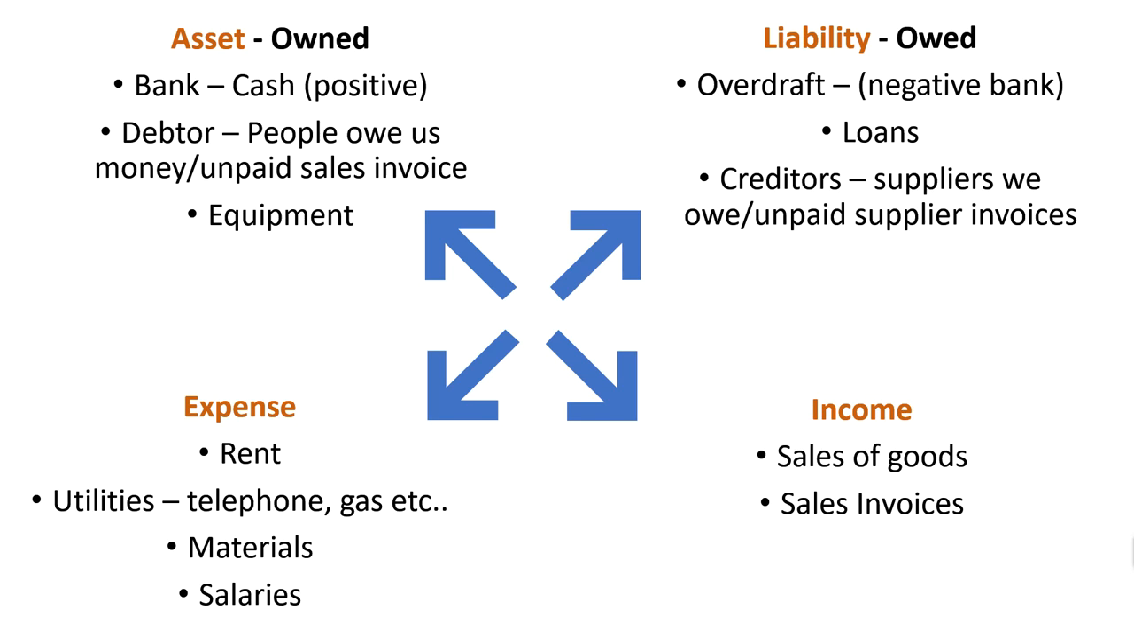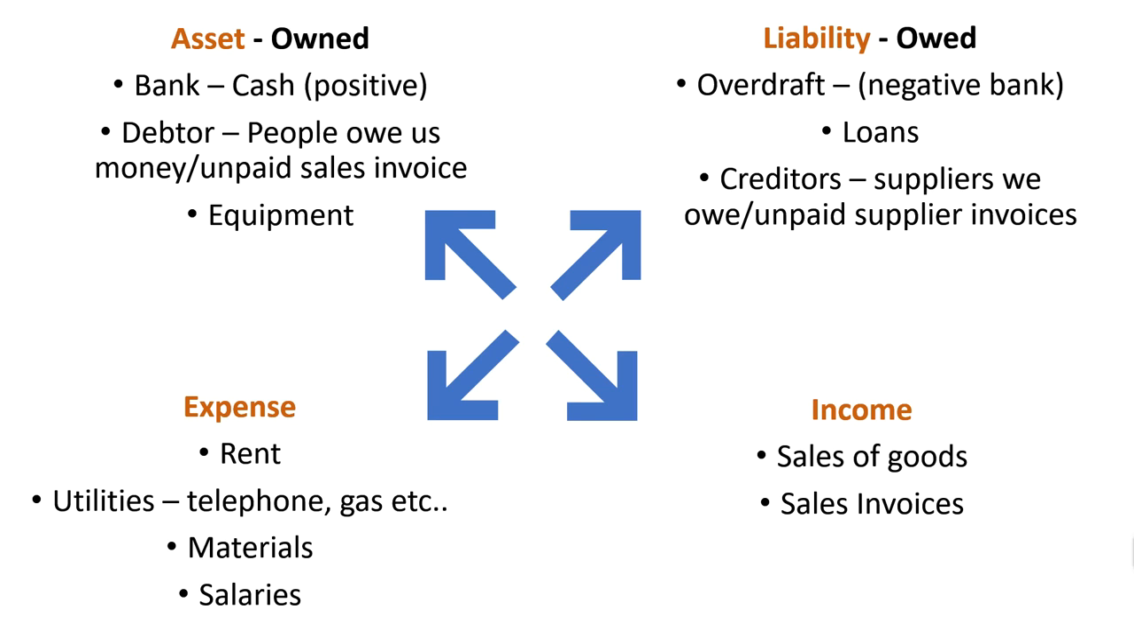So what is an asset? An asset is cash in the bank, debtors, people who owe us money or unpaid sales invoices, equipment, so computers, cars, tools, property you own. Liabilities are the opposite, so your overdraft when you have a negative bank balance, loans, creditors, people we owe money to or we've not paid the supplier invoices yet.